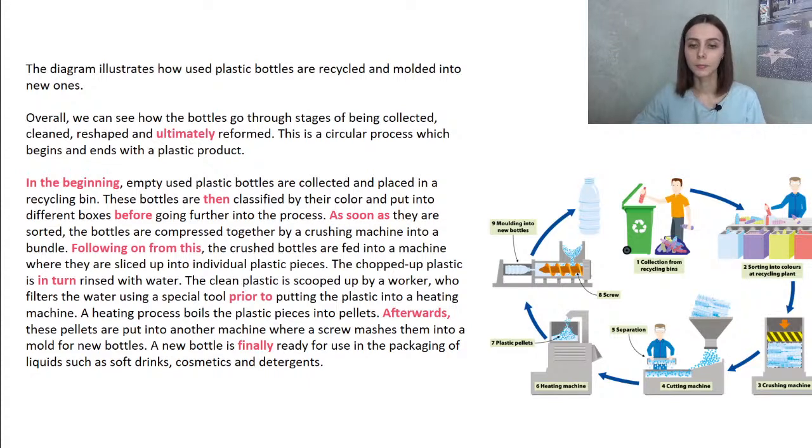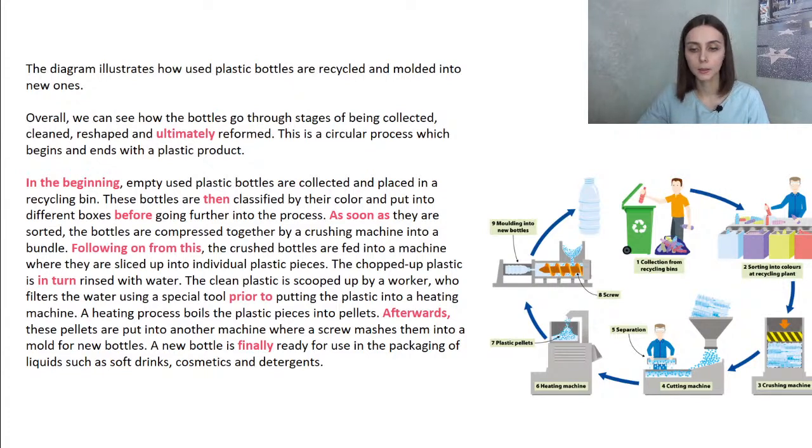In the beginning, empty used plastic bottles are collected and placed in a recycling bin. These bottles are then classified by their color and put into different boxes before going further into the process. As soon as they are sorted, the bottles are compressed together by a crushing machine into a bundle. Following on from this, the crushed bottles are fed into a machine where they are sliced up into individual plastic pieces. The chopped up plastic is in turn rinsed with water.